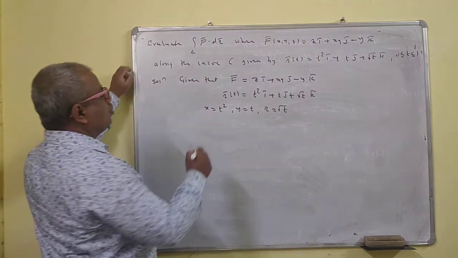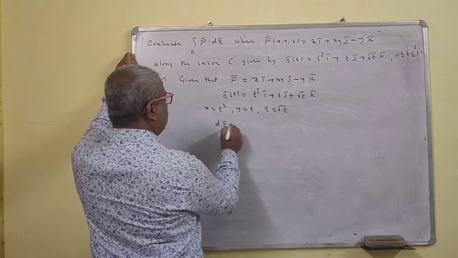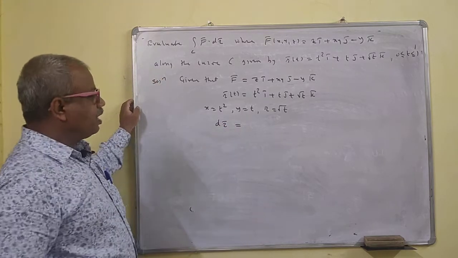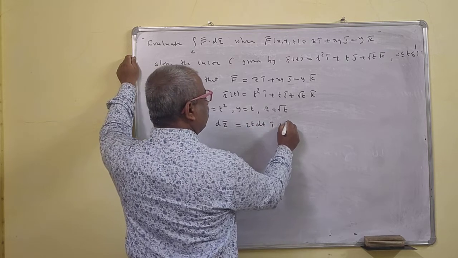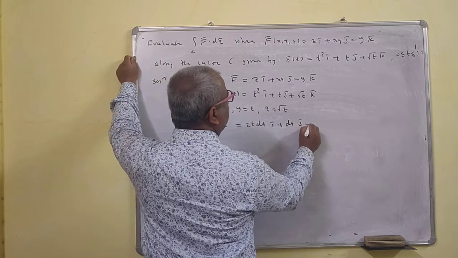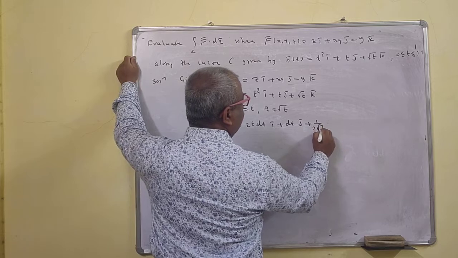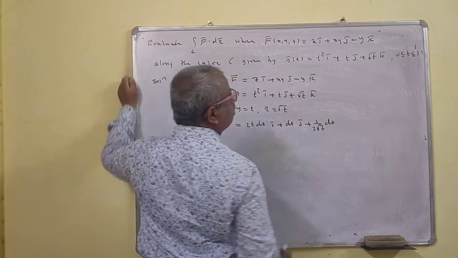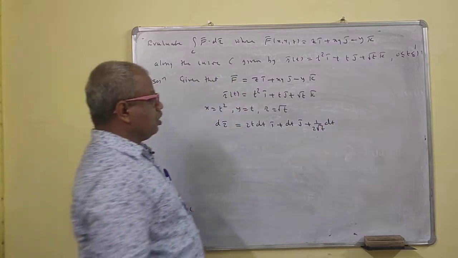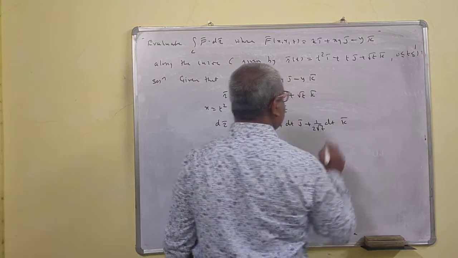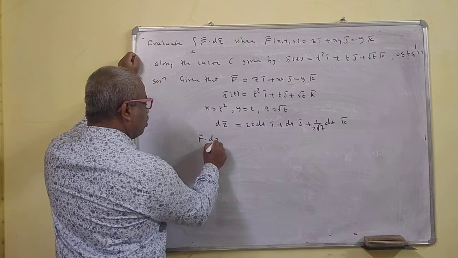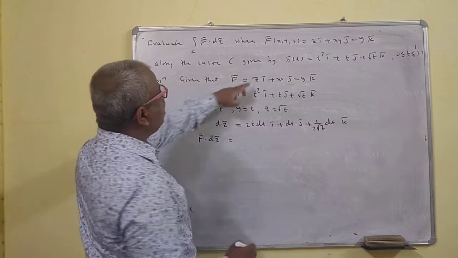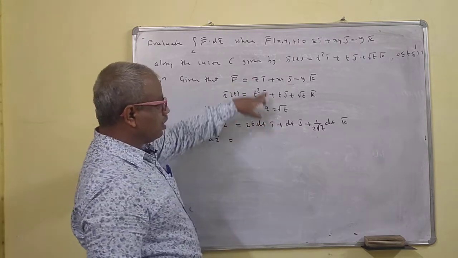Okay, so I can write dr bar as 2t dt i bar plus dt j bar plus 1 upon 2 root t dt k bar. The derivative of root t is 1 upon 2 root t. Now for f bar dot dr bar, you have to take the dot product of this.